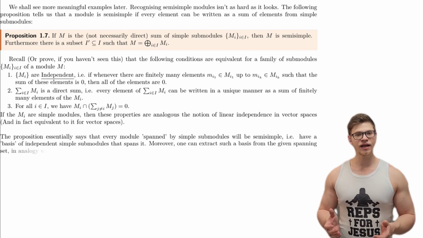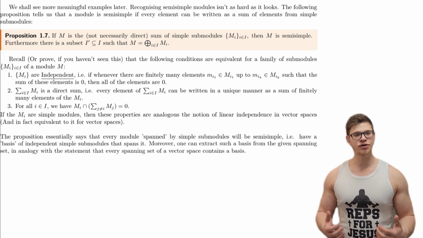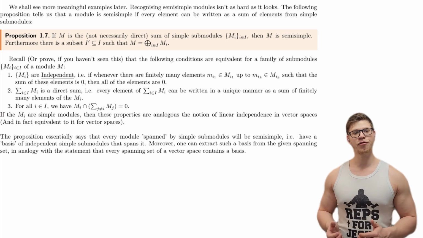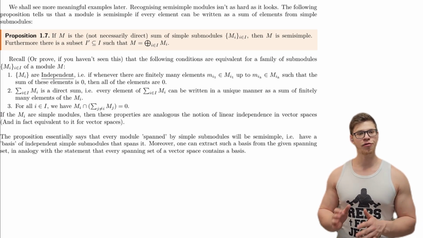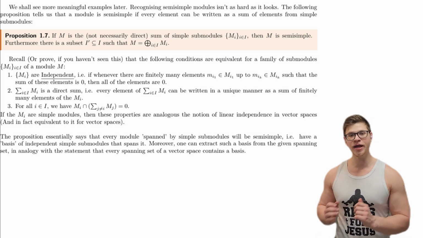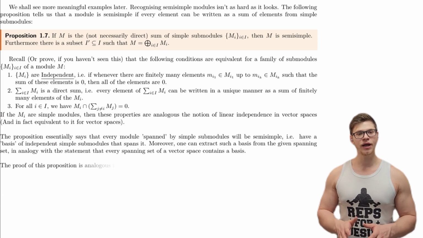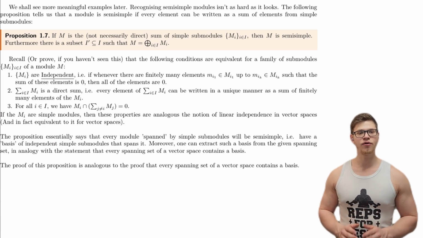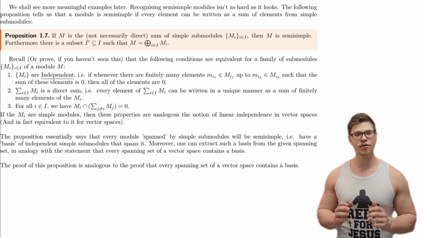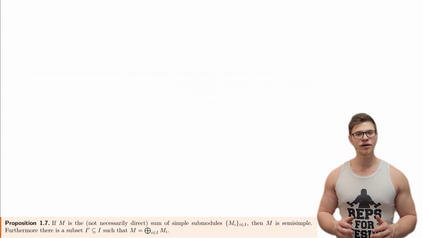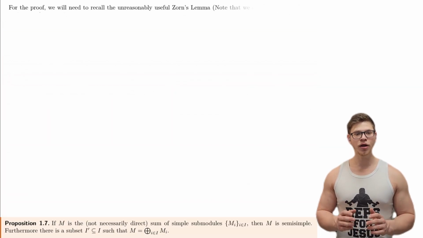And in particular, one can extract such a basis from a given spanning set, which is exactly analogous to the statement that every spanning set of a vector space contains a basis. In fact, the proof of this proposition is completely analogous to the proof that every spanning set contains a basis. For this, we shall need to recall the unreasonably useful Zorn's lemma.